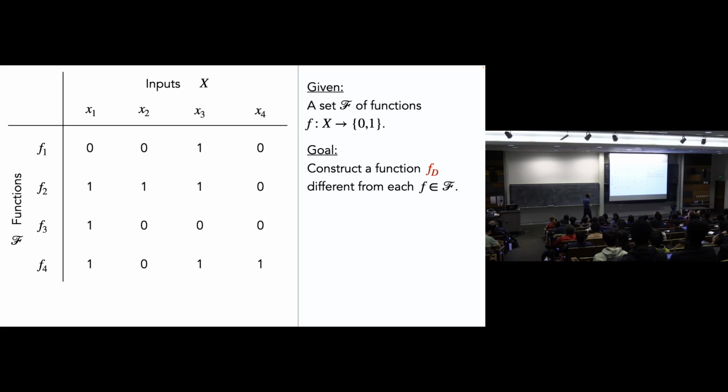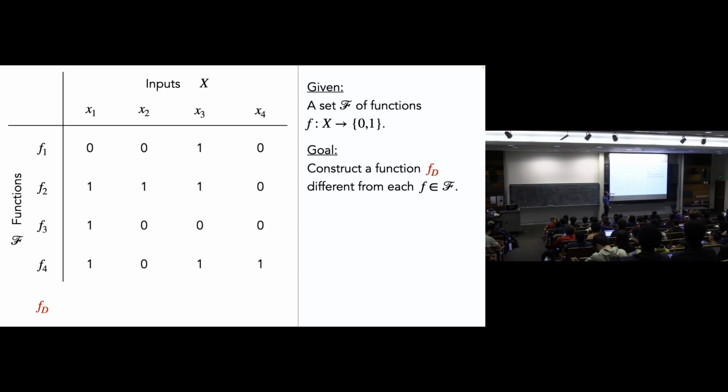And our goal here is to construct a function f sub d, again from X to 0, 1, which is not in this collection of functions that I'm given in curly F. So I want to construct f sub d, which is different from f1, f2, f3, and f4. And as we said, how did we do this? You can think of this as a mechanical process. First, I'm going to make sure that f sub d, the diagonal function, is different from f1. Then I'm going to make sure it's different from f2 and f3 and so on. To make a function different from another function, all I need to do is make them different on some input.